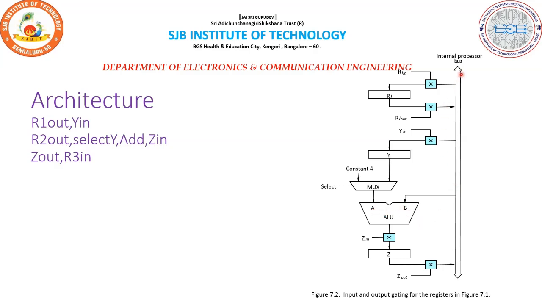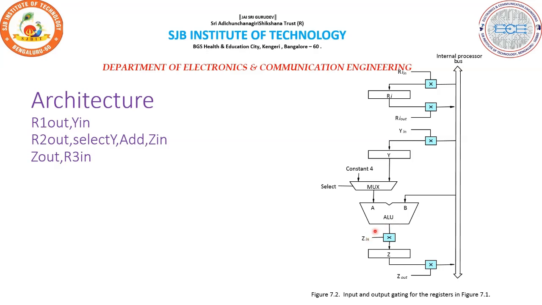You are able to see there are n number of registers connected. Here we are using the registers R1 and R2. Let us first consider R1 out, to be stored in Y in. Consider this is the R1 register. Now R1 out is activated and fed to the internal processor bus. Those contents are copied to the Y register. From the Y register it is given to the multiplexer, and the multiplexer selects it. The outcome from the Y register is copied to the A register of the ALU.